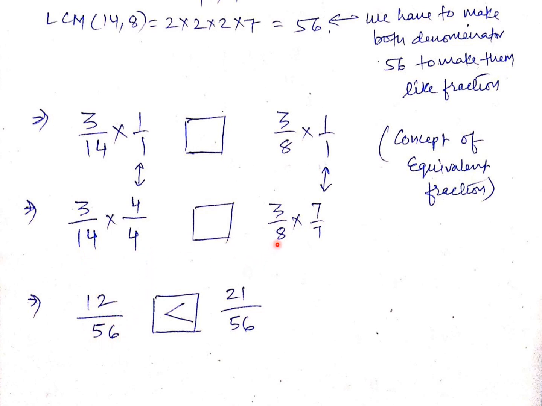Similarly, here also we have 8 in the denominator and we require how much? 56. So think about it. What should we multiply in 8 to get 56? Very easy. 7. So if you are multiplying 7 in the denominator, you have to multiply 7 in the numerator also. That is why we have got this 7 by 7 and 4 upon 4.